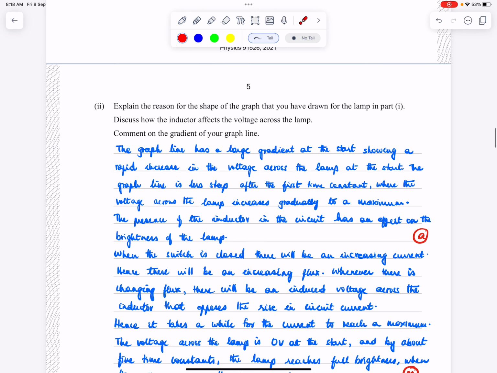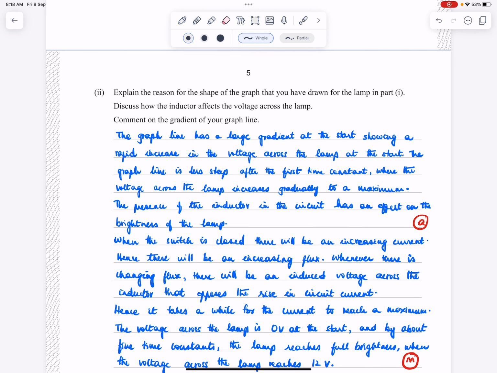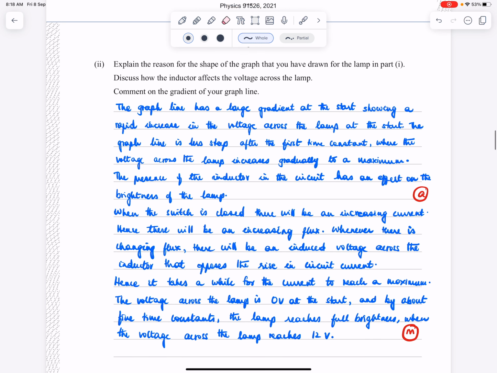The increments are smaller. Now, the presence of the inductor in the circuit has an effect on the brightness of the lamp. So when the switch is closed, there will be an increasing current. When there's an increasing current or a changing current, there's going to be a changing flux, or in this case, an increasing flux. Whenever there's a changing flux, there will be an induced voltage. So you need to have this in the correct sequence. You first have your increasing current, then you have your increasing flux, and a result of this is the induced voltage across the inductor that opposes or acts against the rise in circuit current.